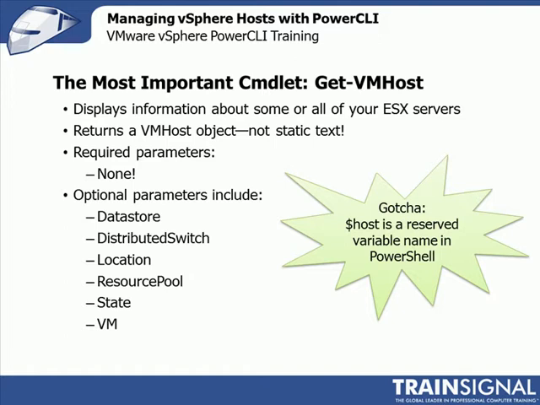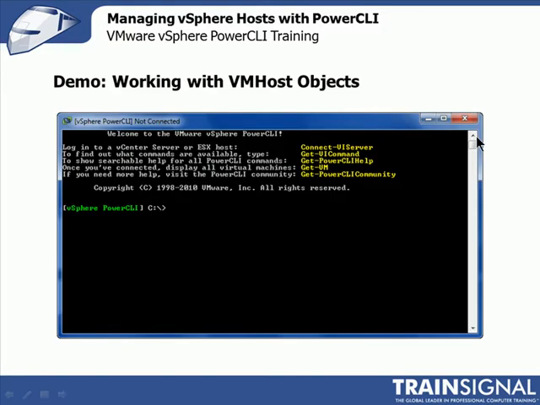Now I've got a gotcha I wanted you to remember. In PowerShell, it's often advisable to store the results of a cmdlet or a function or anything in a variable for working with later. For example, if you type Get-VM, you might want to put the results in a $vm variable. Well, you can't use $host in the same way because that's a reserved variable name in PowerShell. Just keep that in the back of your mind. Now let's go into the PowerCLI console and mess around a little bit with VM hosts.